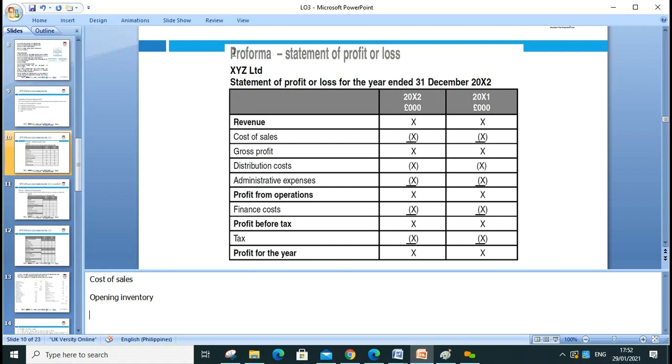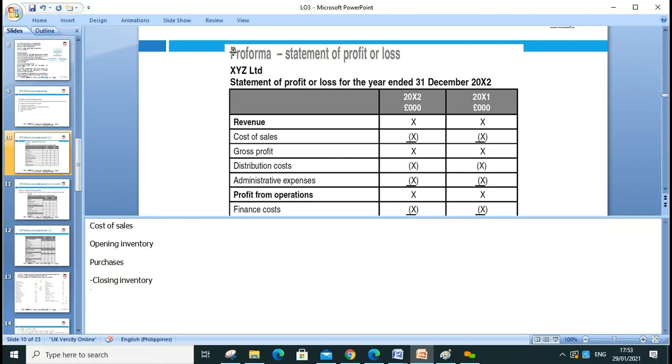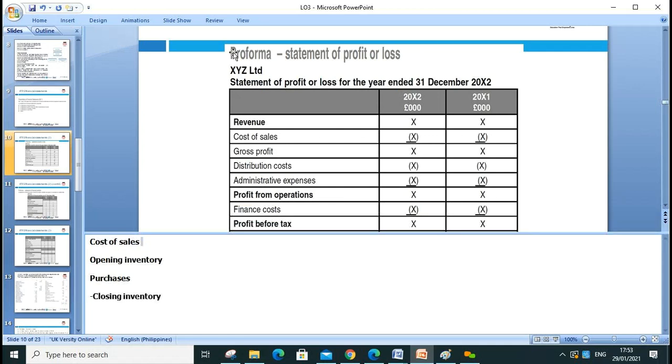Inventory means stock, plus purchases, minus closing inventory. That makes cost of sales. Any question? No. Okay. So that figure goes here. Revenue minus cost of sales equals gross profit. Then we have different expenses.